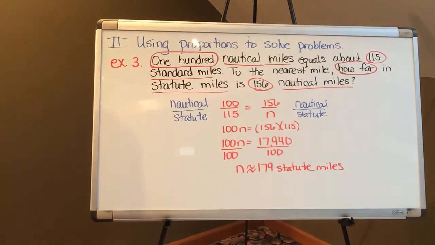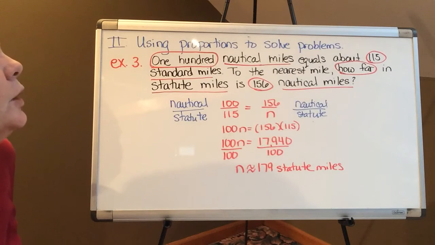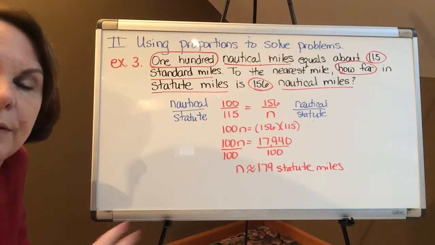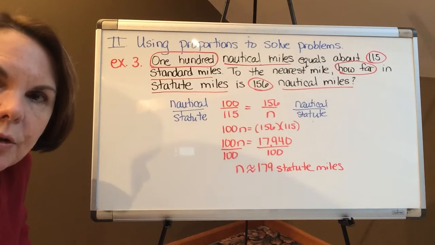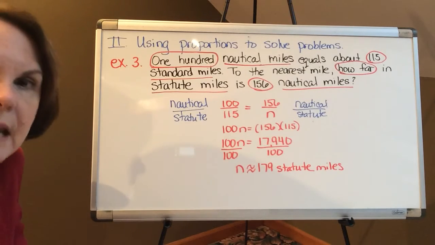Okay, and now we can use proportions to solve problems. Example 3, 100 nautical miles equals about 115 standard miles. Nautical miles is out on the water. To the nearest mile, how far in statute miles is 156 nautical miles? And if you remember, the process that we did was circle the numbers, underline the labels, and double underline the magic words. Kind of the same thing applies here.